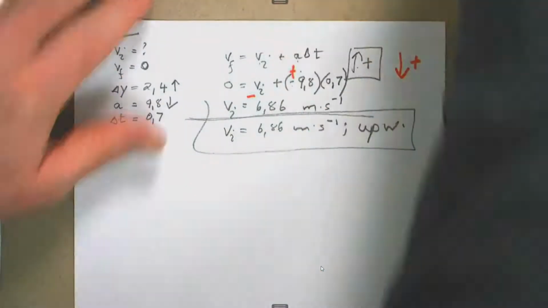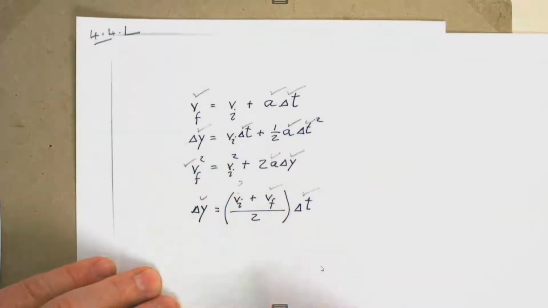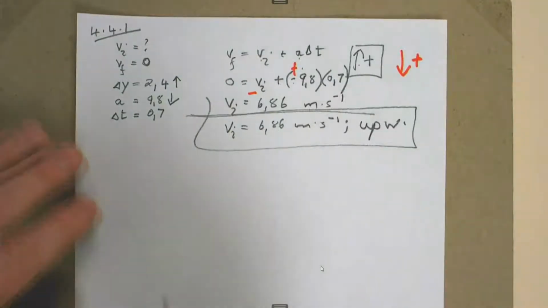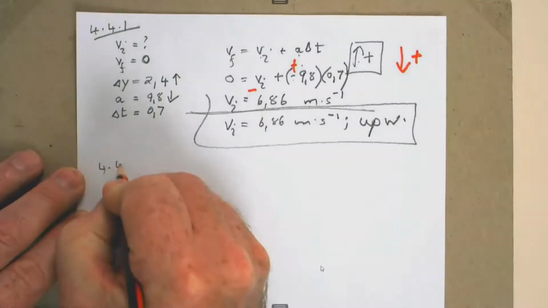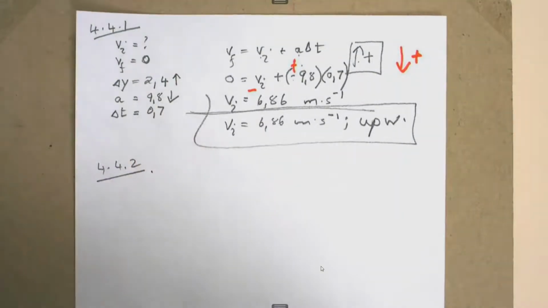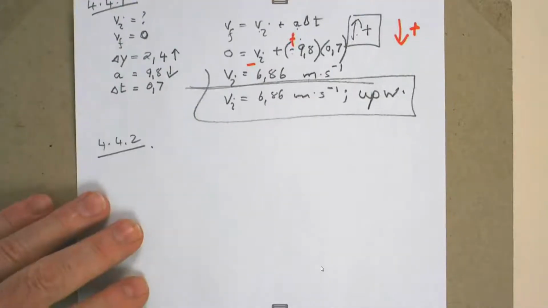Now you can do it in all sorts of different ways. For the sake of time, I'm not going to use these things further on, but you can use all 4 equations to calculate 4.4.1. So let's go to 4.4.2, because there's not much time left, and the organic chemistry can't be neglected.